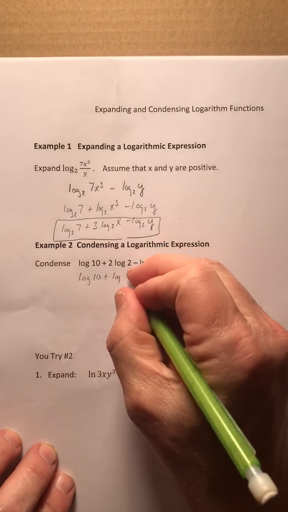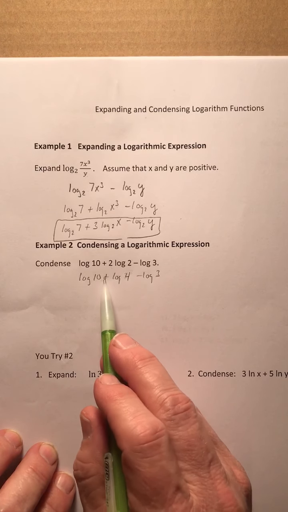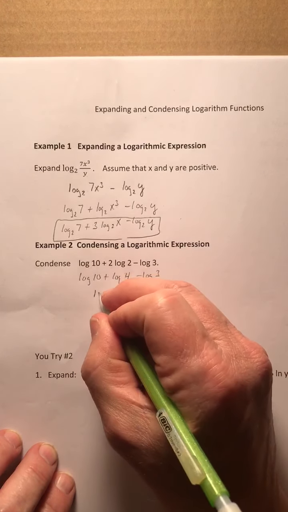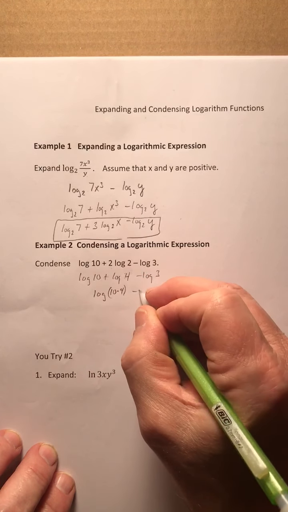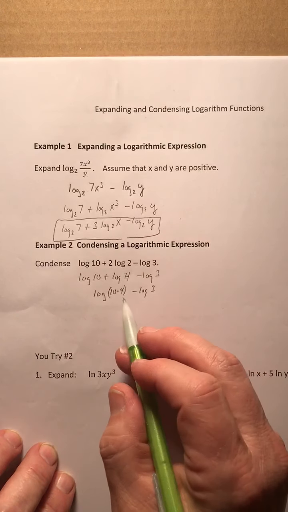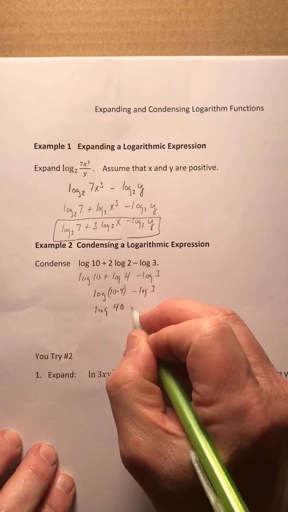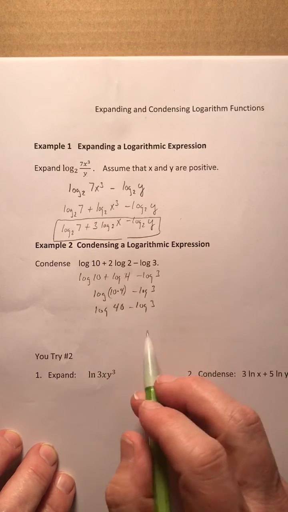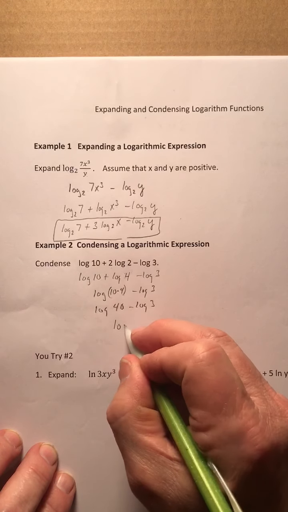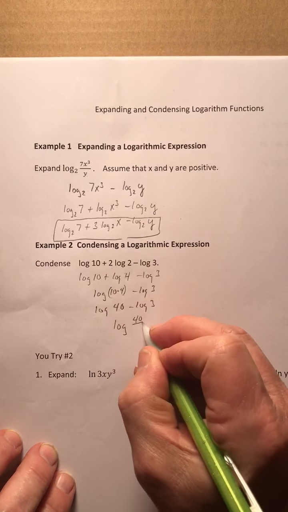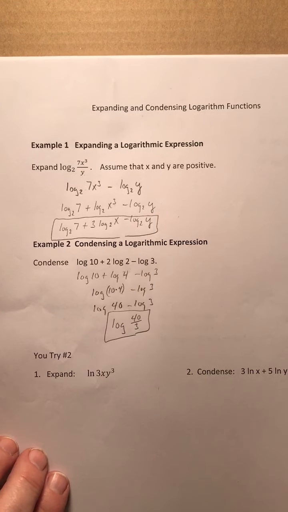All right, now our addition, we can take care of that. Addition changes to multiplication, so this becomes log of 10 times 4 minus log 3. And 10 times 4 becomes 40. So log 40 minus log 3. And then we have the subtraction. Subtraction changes to division, so we're going to get log 40 divided by 3. And you can just leave that as your answer.